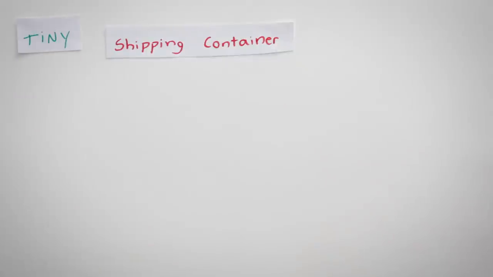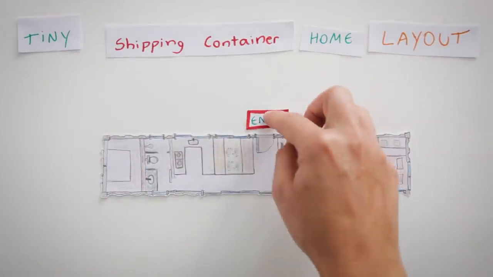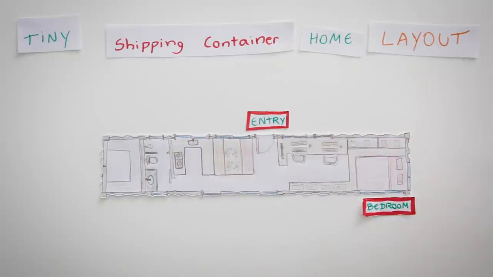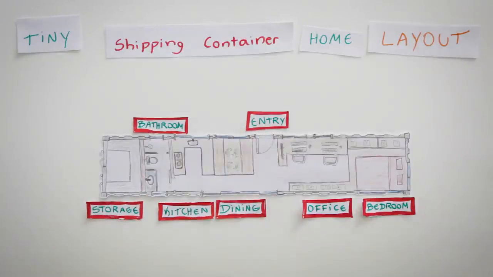After many attempts, we came up with this layout for the house. Here is the main entry of the house. Here is the bedroom, the office, the dining area, the kitchen, the bathroom, and this will be a storage area. If you haven't watched our last episode, you must be confused, as we showed a different layout. So let me explain.